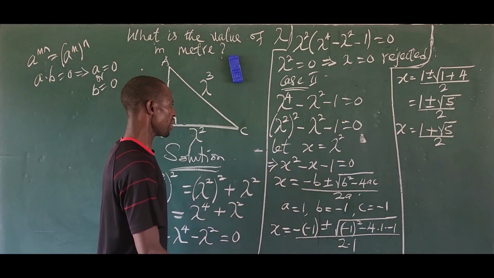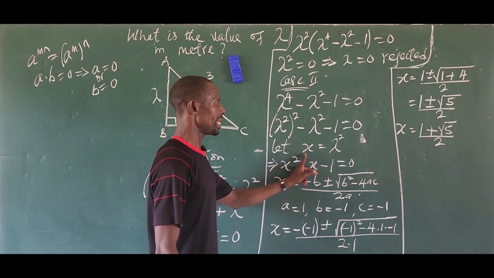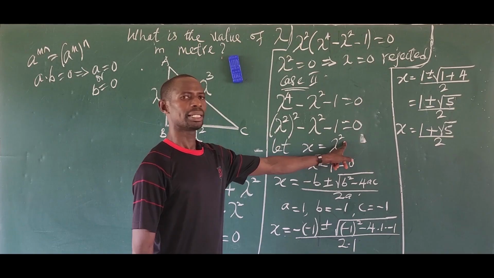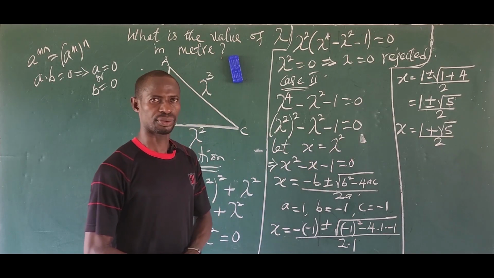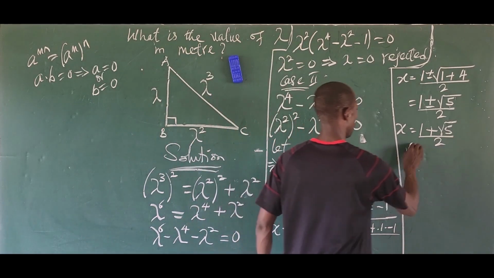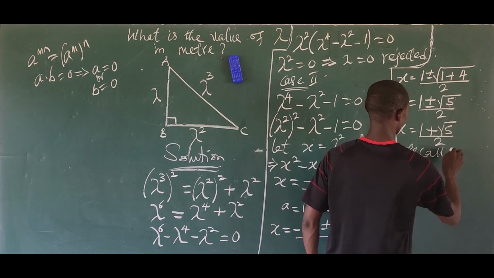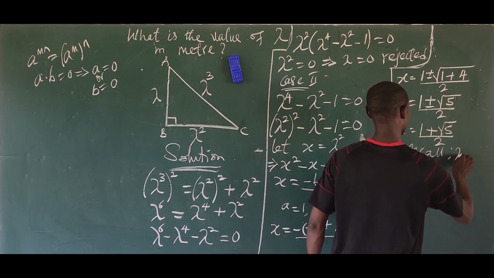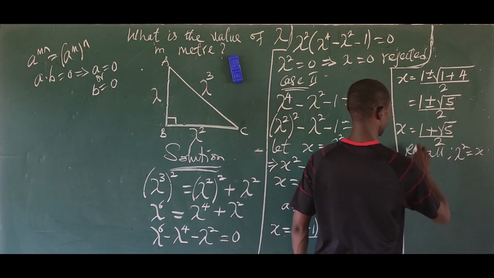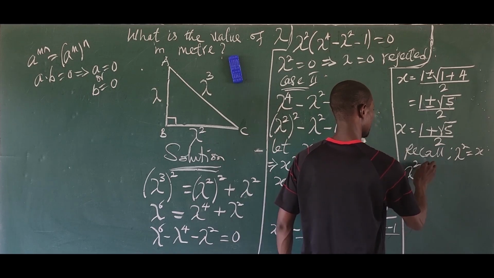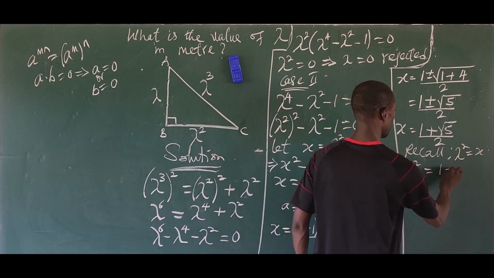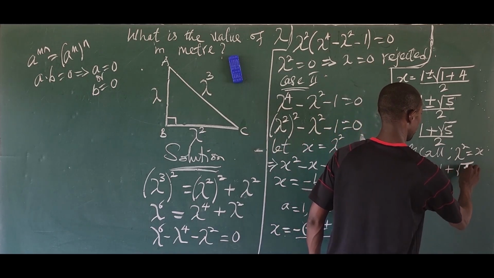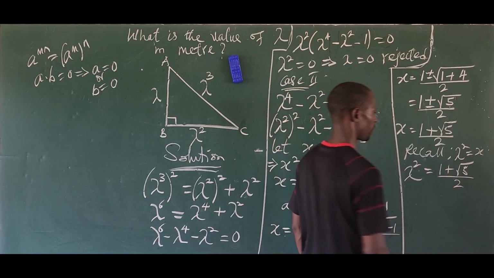All right, now remember we did a substitution where we said let x be equal to lambda to the power of 2. So from here we recall that lambda to the power of 2 is equal to x, so we can easily bring in here that lambda to the power of 2 is equal to (1 plus the square root of 5) all over 2.